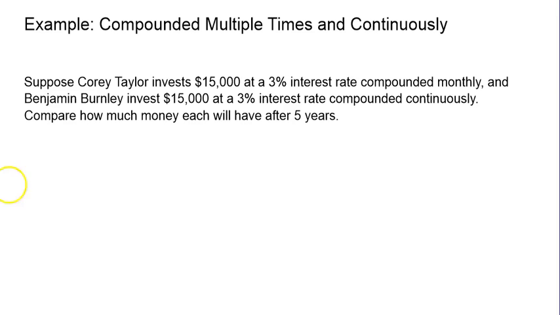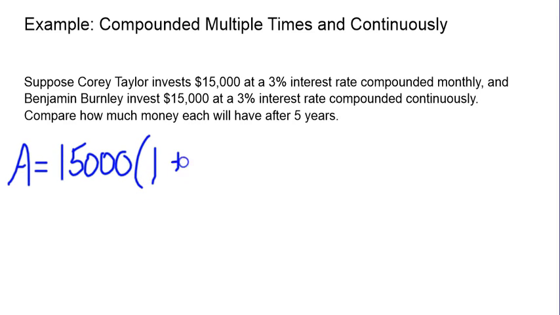So if we're looking at the first one, A is equal to our principal amount, which is $15,000, times 1 plus our rate, which is 3% as a decimal, divided by the number of times being compounded, which, if we're talking about monthly, that's 12 times per year. And our exponent then is 12 times 5. The number of times being compounded times the number of years.